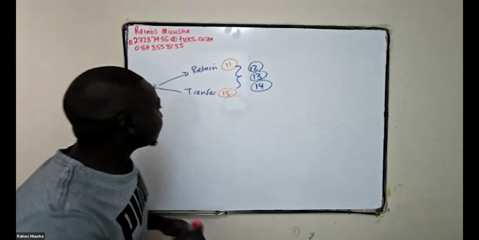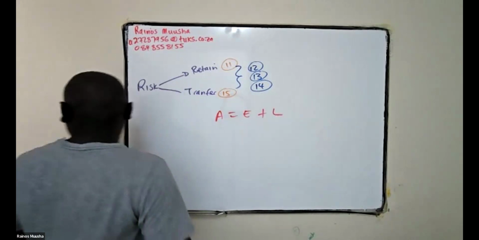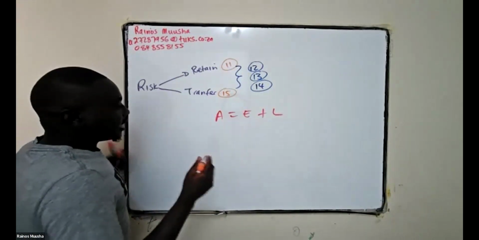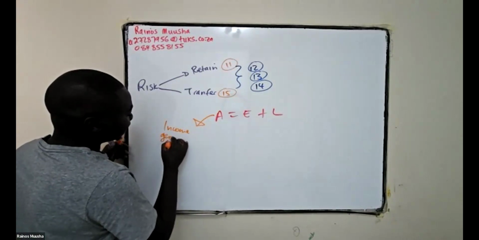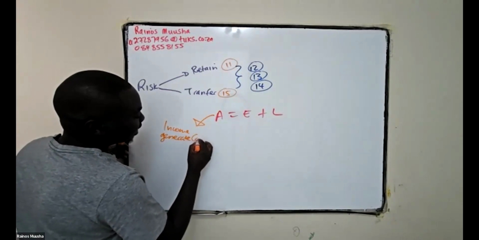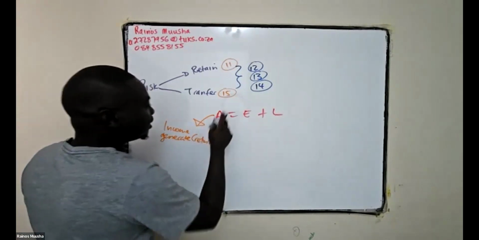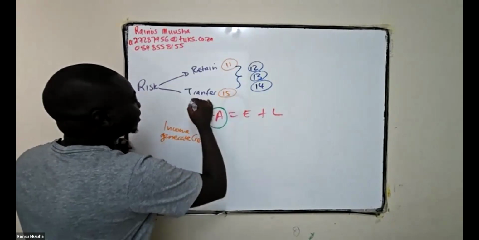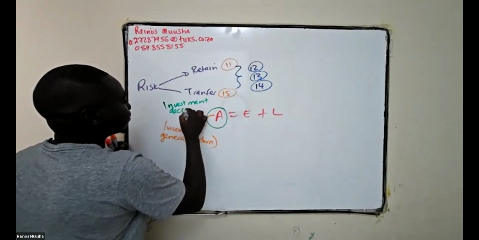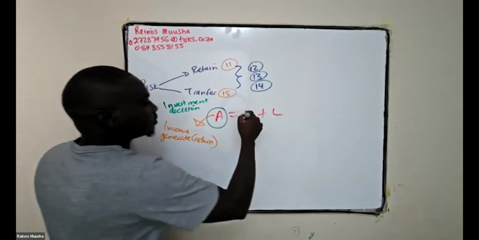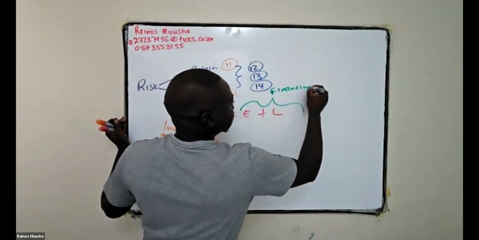When a company is highly leveraged, remember your accounting equation: assets equal equity plus liability. Your assets are the ones that you are using for income generation, right? Because your aim is to generate a return. So on the asset side, this is where you make investment decisions. Then on the equity and liability side, this is where you make financing decisions.